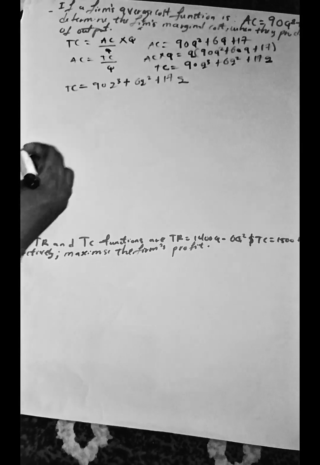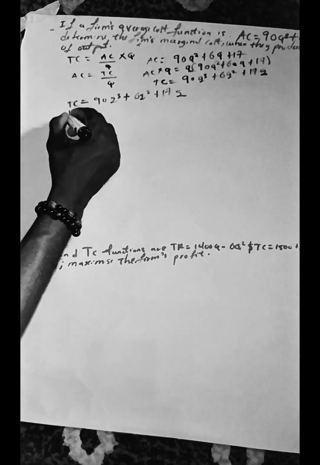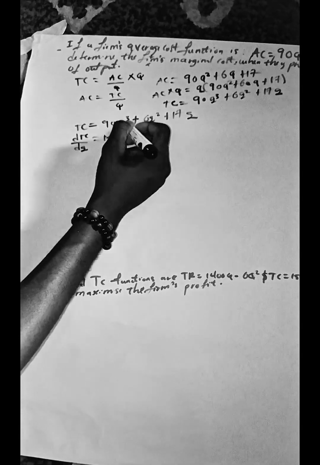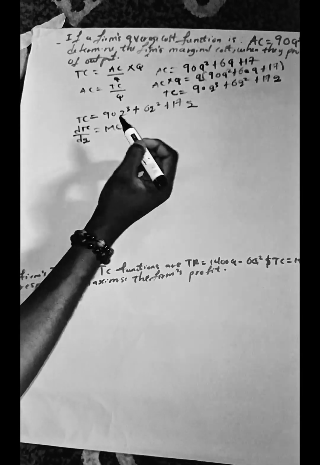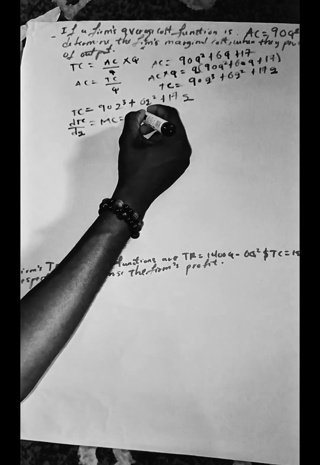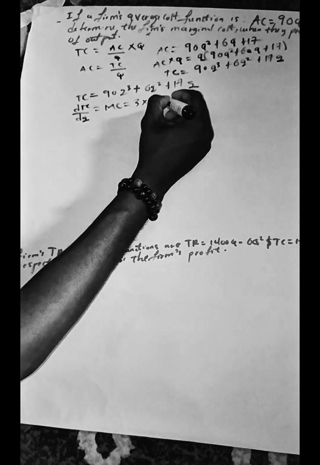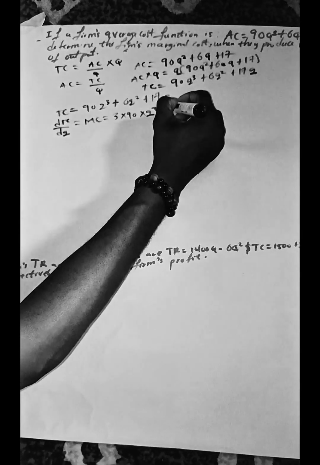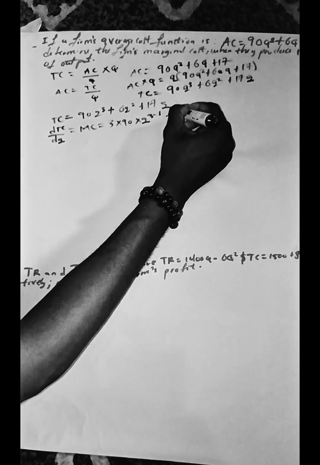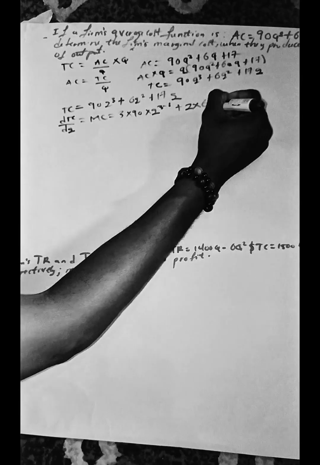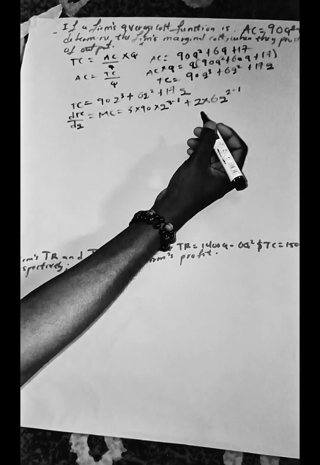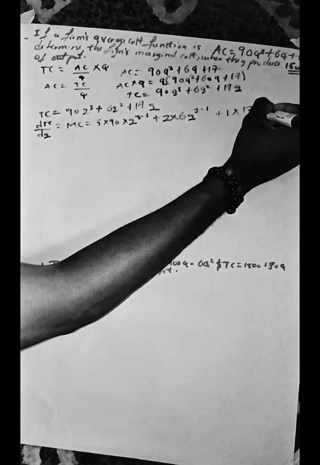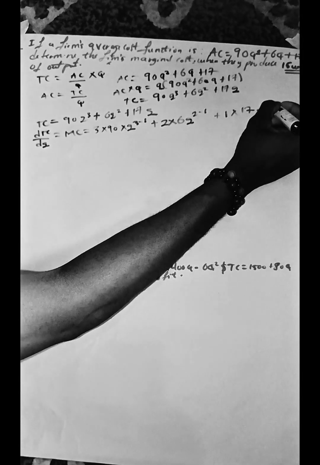So let's differentiate. We have dTC by dQ, or our marginal cost, is equal to, let's differentiate this function. 3 comes to the back. That's just going to be 3 times 90, then times Q raised to power 3 minus 1, remember from the power rule. Then plus 2 comes to the back, 2 times 6 times Q raised to power 2 minus 1, from the power rule. Then plus 1 times 17 times Q raised to power 1 minus 1.